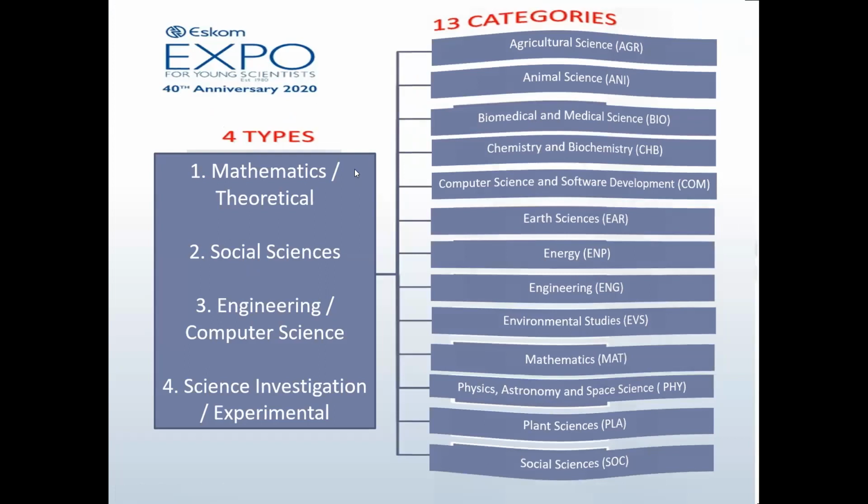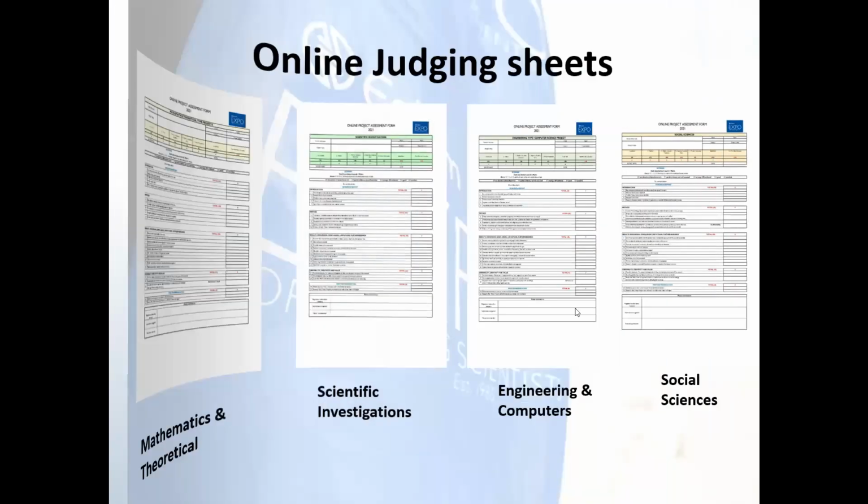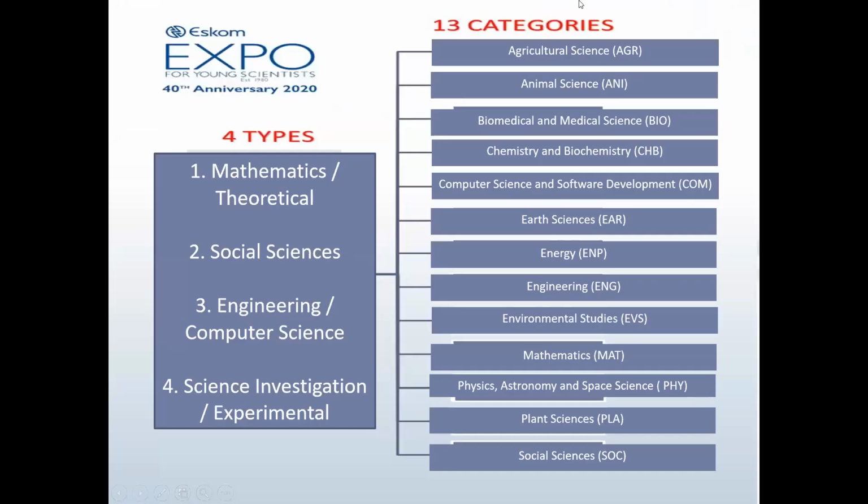Just to tell you that any type of project can be done in any of these categories. So you can even do a social science type of project in agricultural science. That's basically what this slide is about. Any of these 4 types of projects can be done in any of our 13 categories.